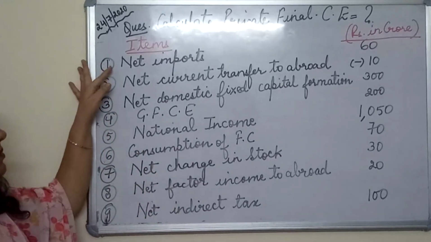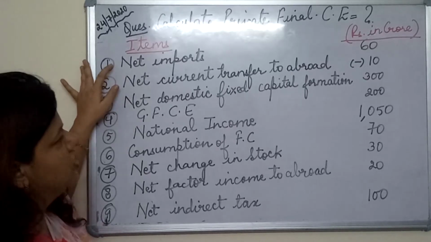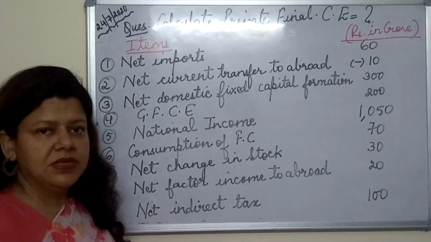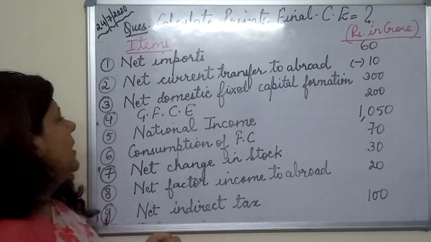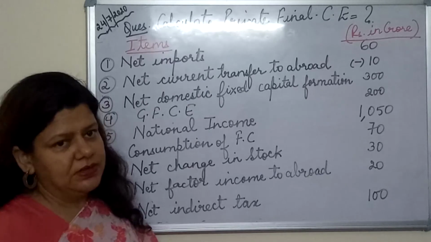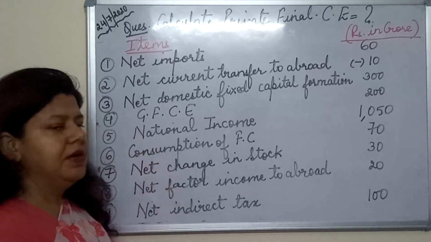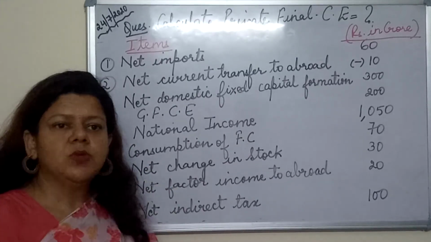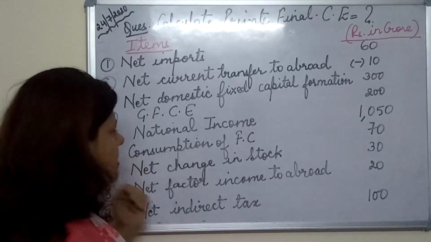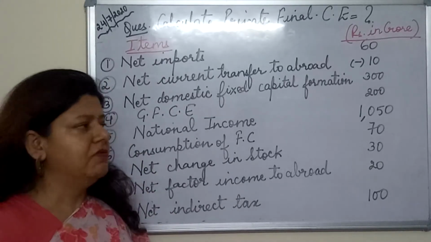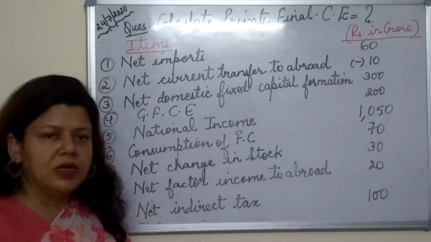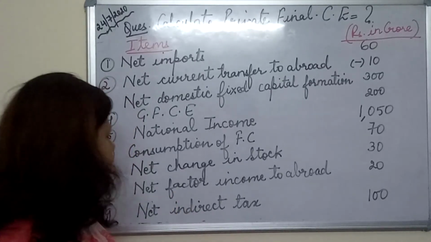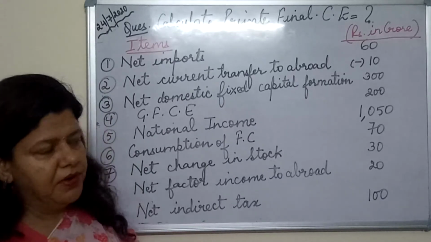So, what are the given items here? Net imports, which is given to you as 60. Net current transfer to abroad is given as minus 10. Net domestic fixed capital formation is given as 300. Government final consumption expenditure is given as 200. National income is given as 1050. Consumption of fixed capital is given as 70. Net change in stock is given as 30. Net factor income to abroad is given as 20. Net indirect tax is given as 100.